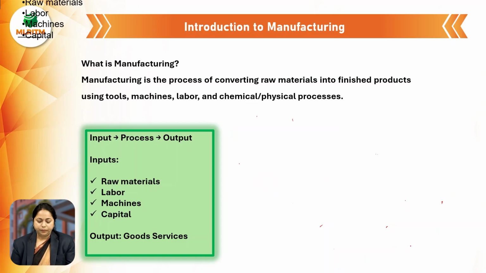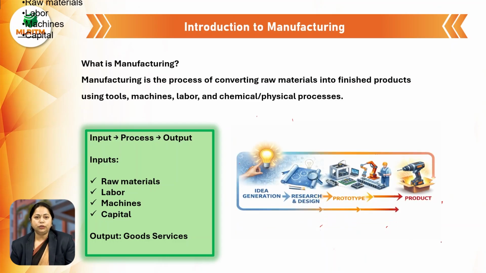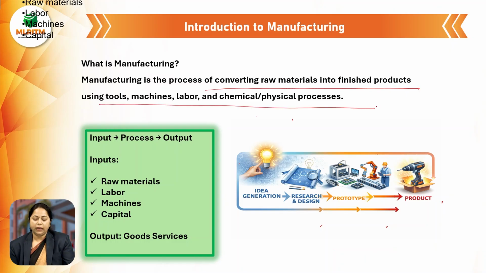Well, so this is what's shown here. The idea is generated, then we come up with a design, then what kind of material is required, the material is processed, and finally we get an output. So, in simple terms, converting raw material into a finished product. So, how is it that we are doing this? We are using all these five M's.